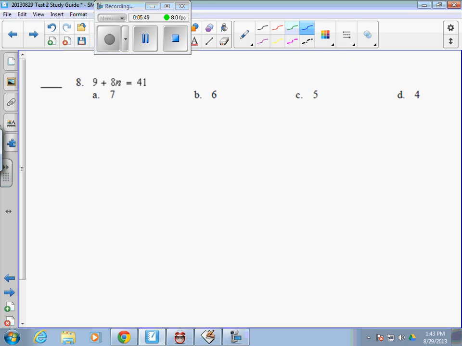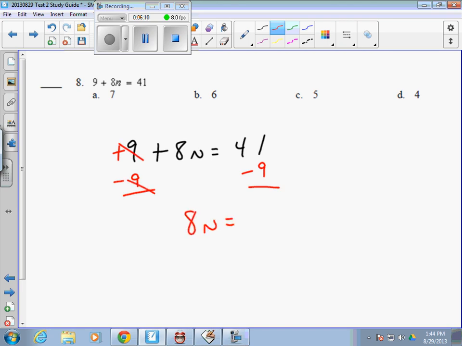8 says 9 plus 8n equals 41. Your n's or your variables are on the left side, move everything else to the right side. So if we look at 9 plus 8n equals 41, this is a positive or plus 9, so subtract it. If you subtract the left, subtract the same on the right. These will cancel and leave you with 8n equals 41 minus 9.